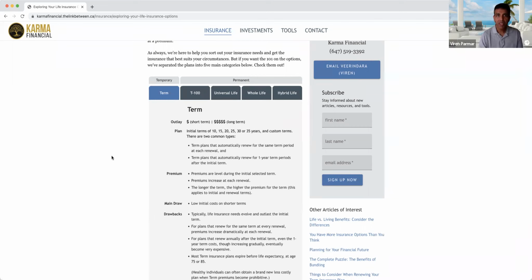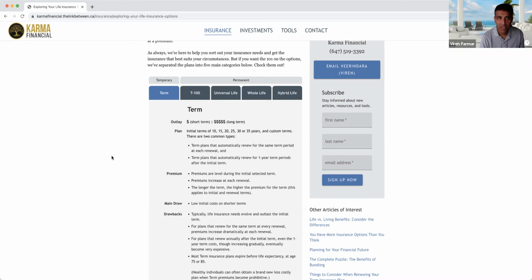But basically within permanent, there's 4 types of insurance. There's the term 100, which is similar to the term, except that it's for your entire life, but it's similar to term in the sense that it's plain vanilla insurance with no features or bells and whistles added to it. It provides you the insurance coverage for the rest of your life.